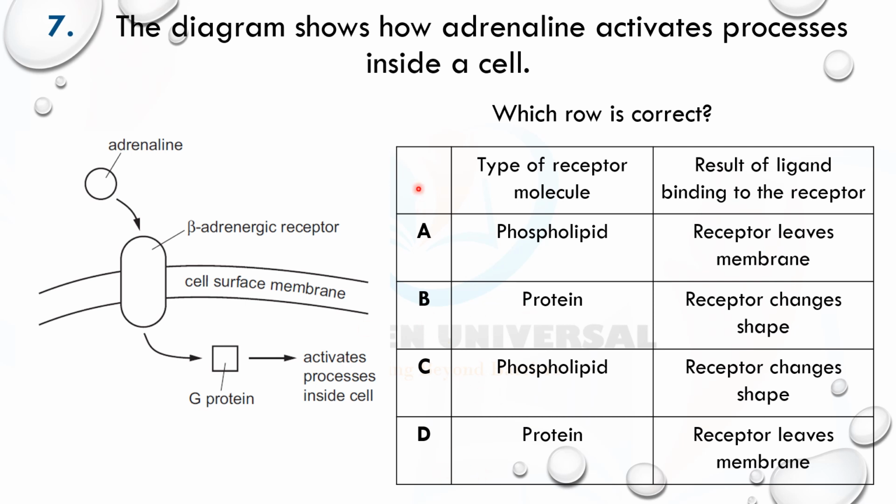The next one says results of ligand binding to receptors. So when it binds to the receptor, it changes its shape. That's signal transduction. So B is the answer. The receptor does not leave memory, it changes shape. That's how it works. B is the answer.